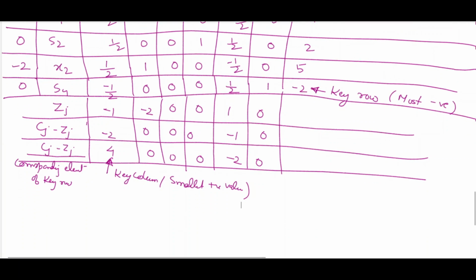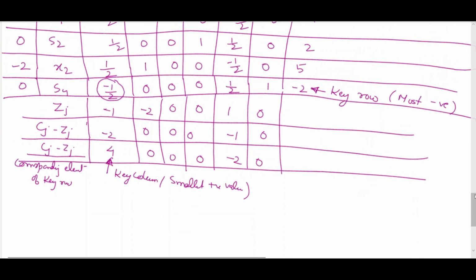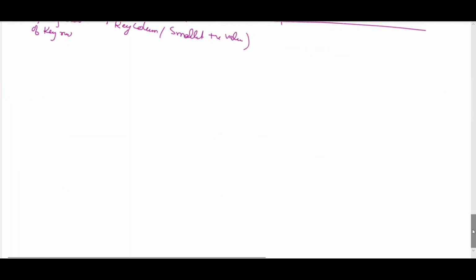Then which one is the intersection element of key row and key column? So this one is the intersection element. So it shows that S4 will go out and X1 will enter the matrix. So now the next step is that you will just replace. So here, row S4 will be replaced by X1.